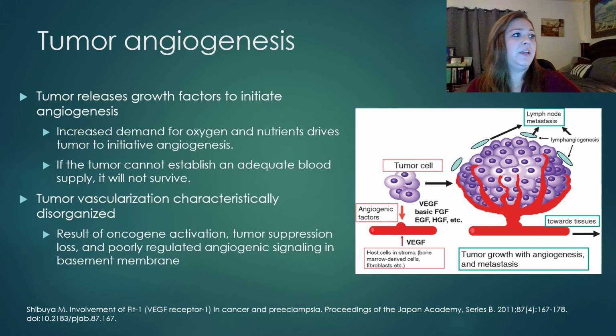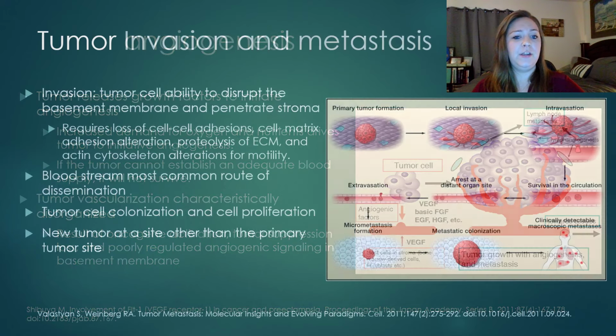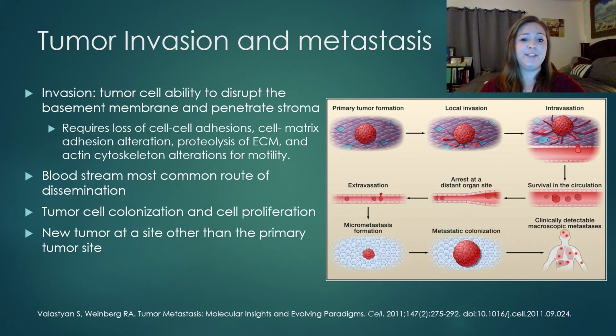So expanding on tumor invasion, tumor invasion is the ability of the tumor cells to disrupt the basement membrane and penetrate the stroma. So it requires the loss of cell-to-cell adhesions. It needs to alter the cell matrix adhesion and proteolysis of the extracellular matrix, and it also elicits change to the actin cytoskeleton in order to improve motility for it to disseminate within the body.